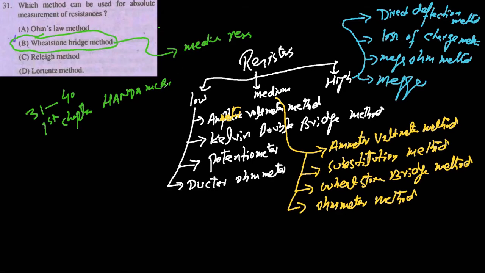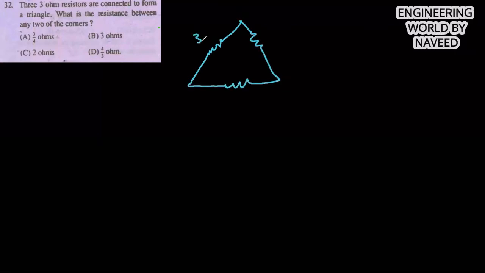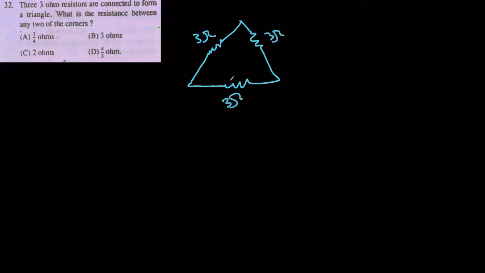Okay, next MCQ is: three ohm resistors are connected to form a triangle. What is the resistance between any two of the corners? So these are the three resistors, and each value is 3 ohm. This is 3 ohm and this is 3 ohm. So what is the resistance between any two corners? So the correct option will be, if these are the two corners, either 3 ohm or 6 ohm.